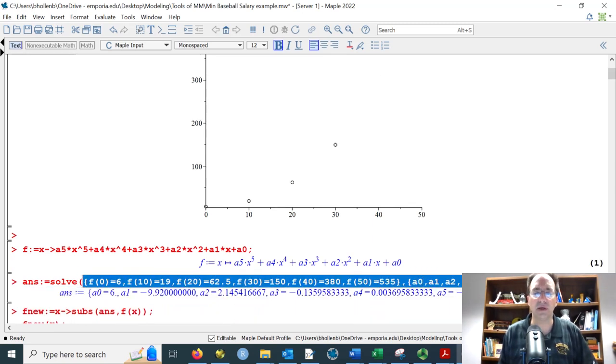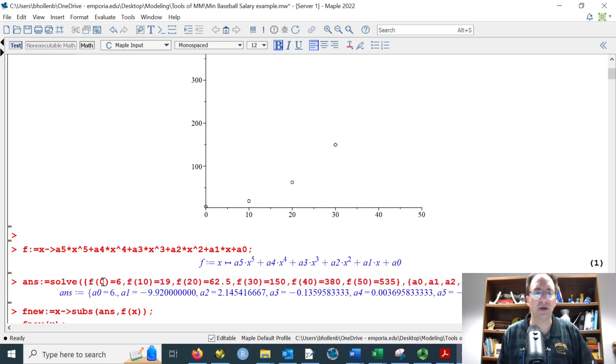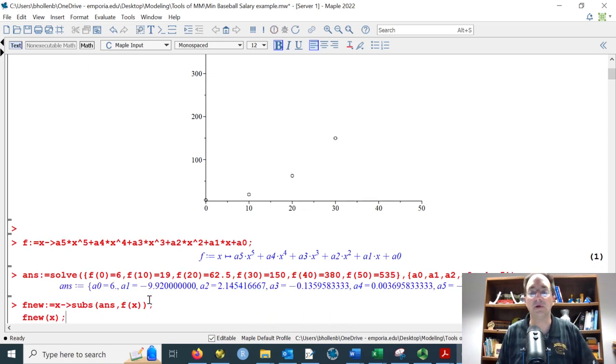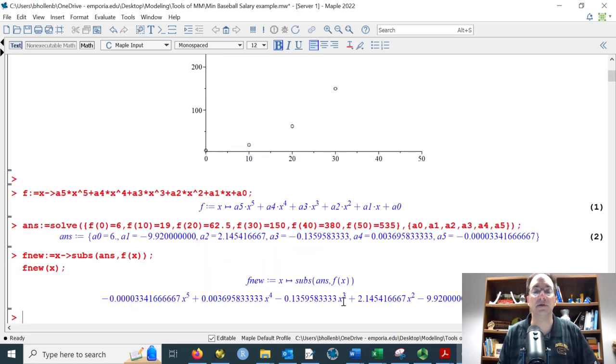So these are the equations here at the front end. Notice I want the function, my polynomial, to pass through 6 when x is 0. I want when x is 10 for y to be 19 and so forth. And then I tell Maple what are the variables I'm solving for, A0 through A5. And if you're curious, we can see how long it takes to do that. And notice it's almost instantaneous. I can plug in, and so here is the best fit polynomial that should pass through the points precisely.